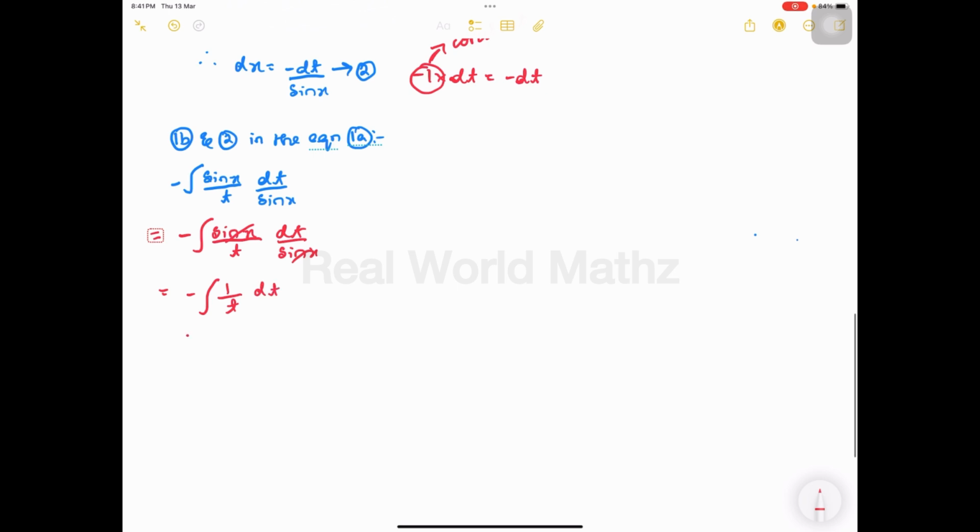But we know that the integral of 1 by t is nothing but log mod t plus c, where c is the arbitrary constant. Which formula are we using? You may be knowing that the integral of 1 by x dx is log mod x plus c. So in place of x, we are using t. Same thing I have written, that is integral of 1 by t dt equals log mod t plus c.